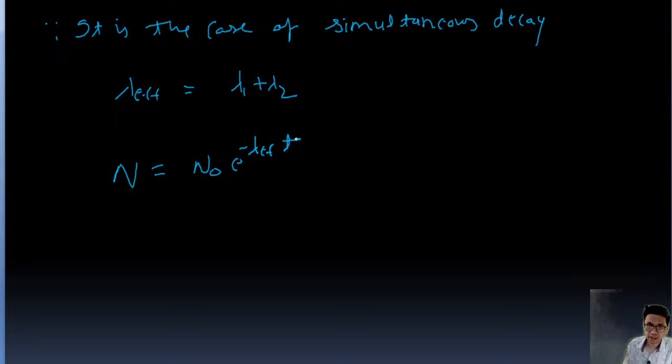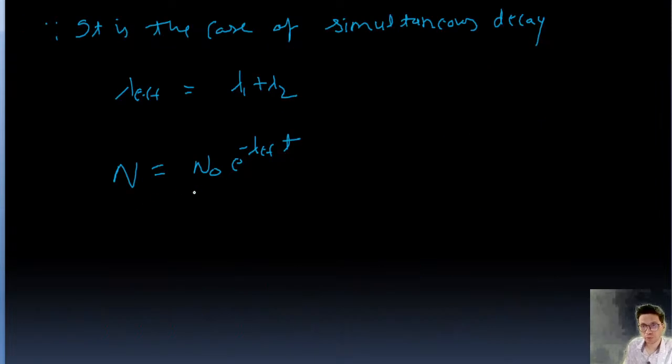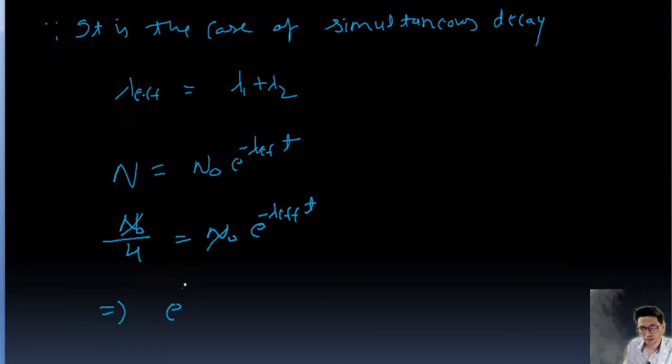Now we can solve it. The question is asking us to find the time when 1/4 of initial nuclei remain active. 1/4 of initial nuclei remain active means N naught by 4 is equal to N naught e to the power minus lambda effective t, right? N naught will get cancelled, and so this implies e to the power minus lambda effective t equals 1 by 4.